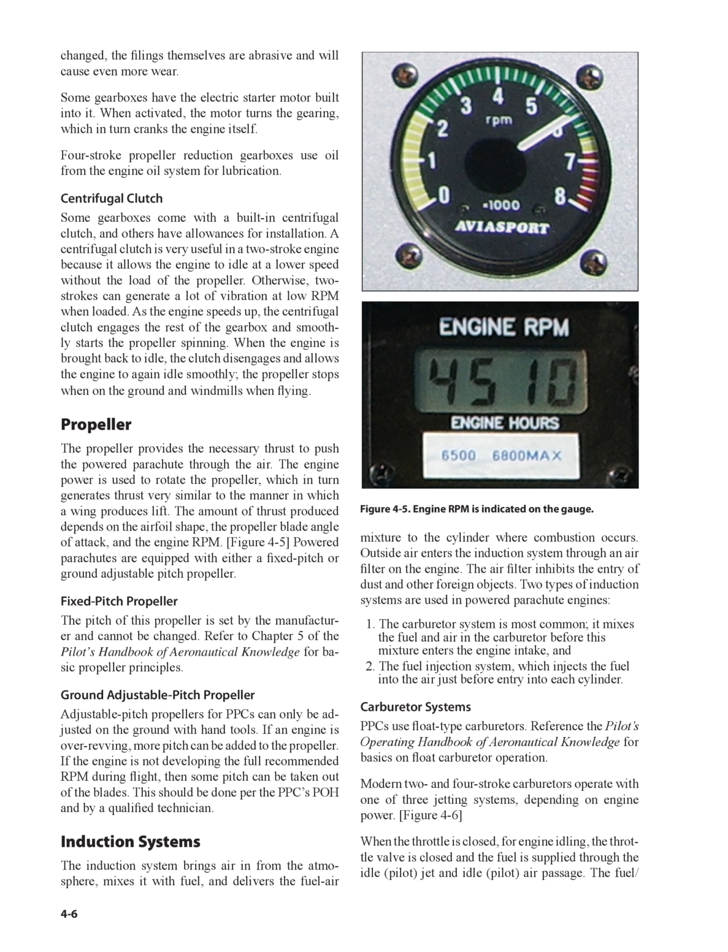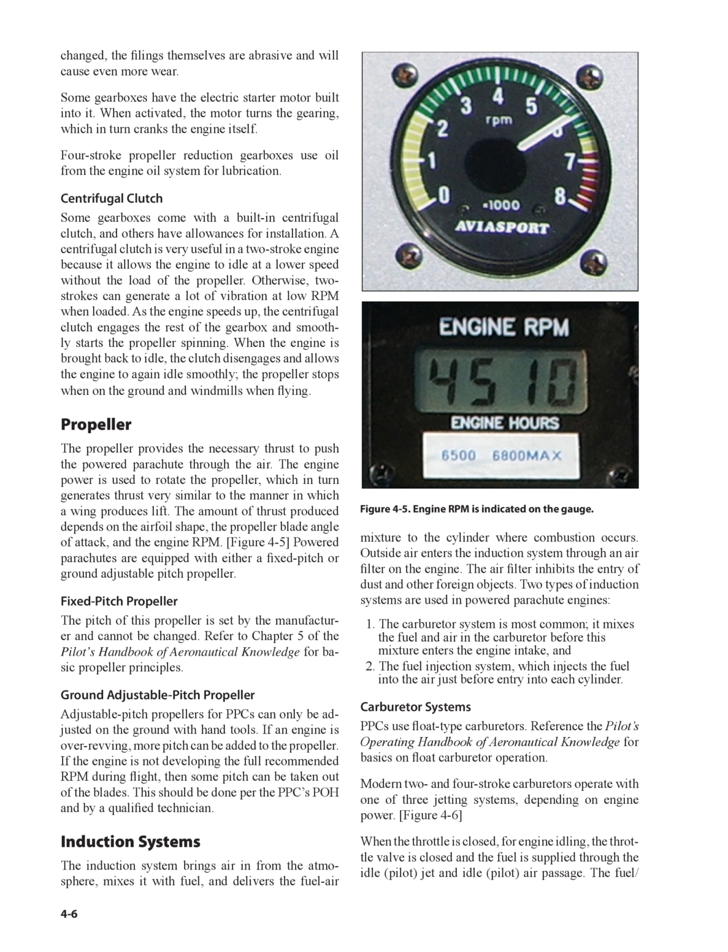Propeller. The propeller provides the necessary thrust to push the powered parachute through the air. The engine power is used to rotate the propeller, which in turn generates thrust very similar to the manner in which a wing produces lift. The amount of thrust produced depends on the airfoil shape, the propeller blade angle of attack, and the engine RPM. Figure 4.5, powered parachutes are equipped with either a fixed pitch or ground adjustable pitch propeller.